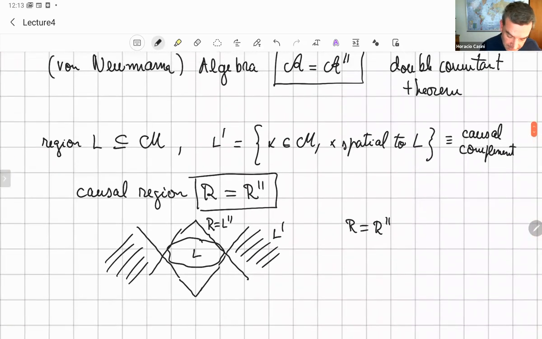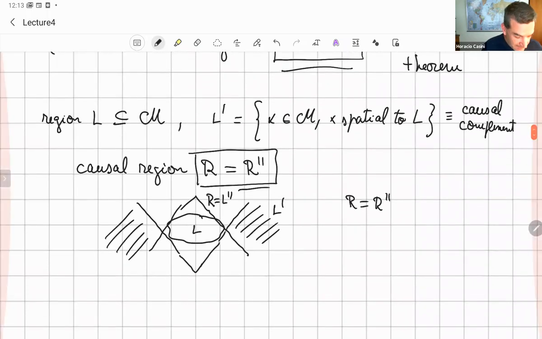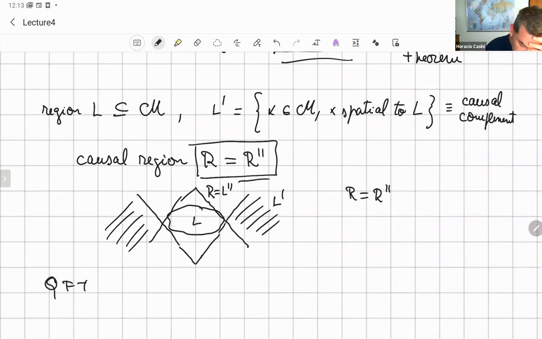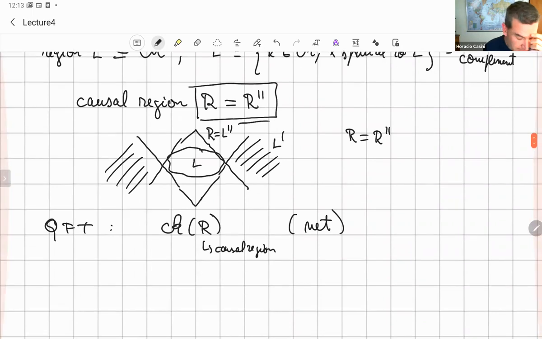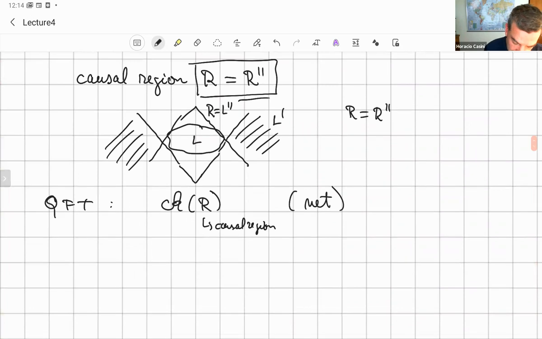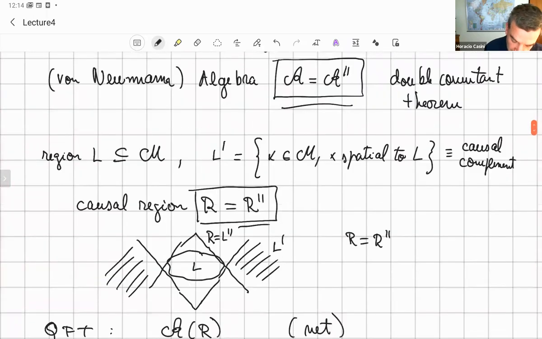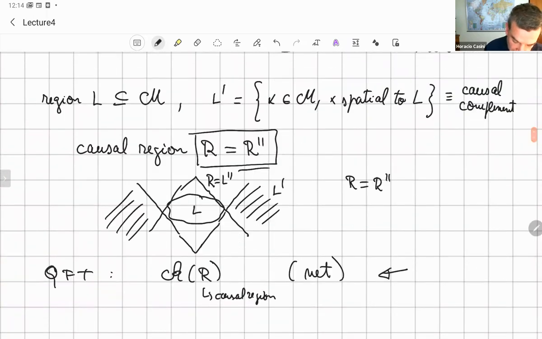So we see that there is a kind of agreement between this and this. And in fact, quantum field theory is an assignation of an algebra to each causal region. This assignation is called a net of operators. So let us see more closely what the expected properties are of this type of net that defines quantum field theory.